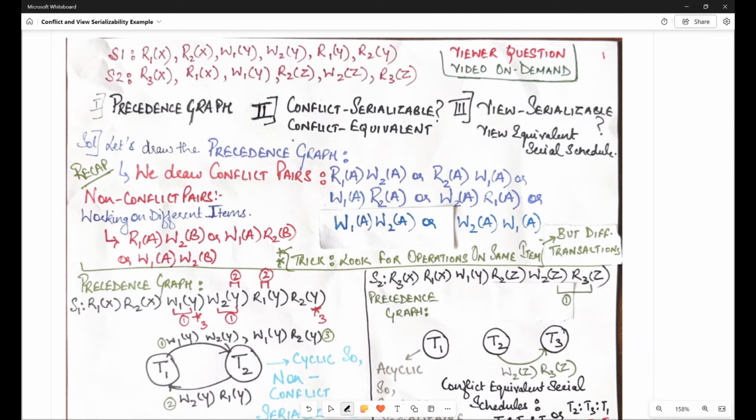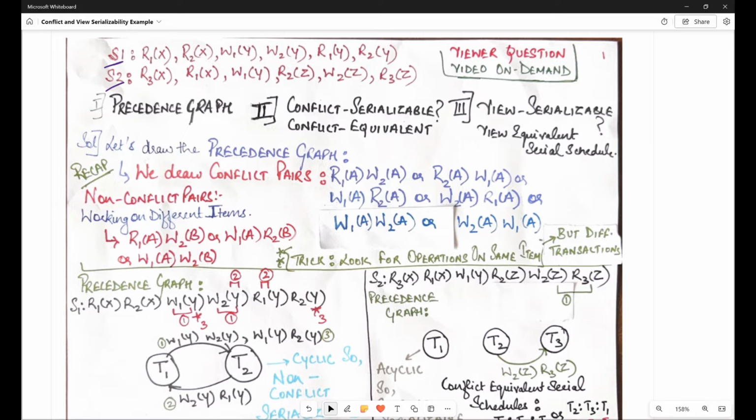So as you can see in this question, we've been given two schedules, right? We have some transactions performing some operations. So R here implies a read operation. For example, R1X here means that transaction T1 performed a read operation on item X. Similarly, R2X means T2 performed a read operation on item X. Similarly, W1Y means T1 performed a write operation on item Y. Okay, so that was about the notation.